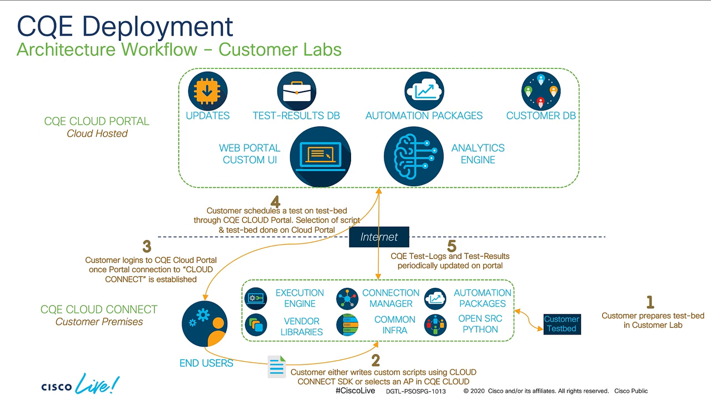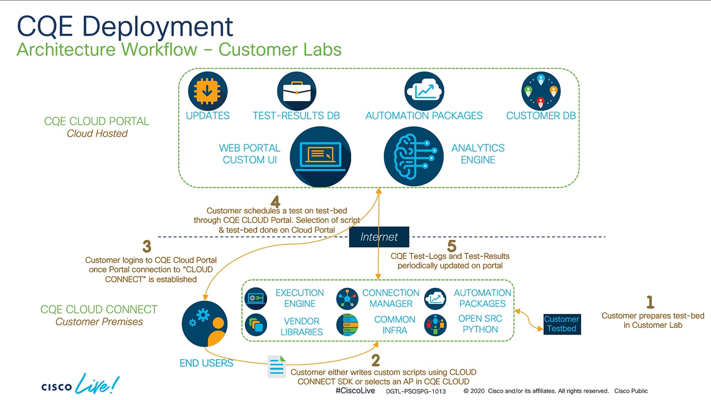Okay, let's talk about the CQE deployment architecture workflow. At first, the customer decides to build their own testbed, which is available in the lab. We grab a few XR devices, interconnect them, and provide a JSON file which depicts the exact topology and all credentials to access this testbed. The JSON file is the mechanism that allows CQE to identify how the testbed will look and where exactly it should connect.